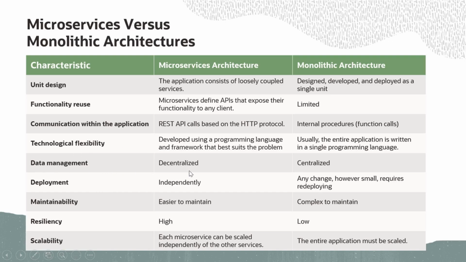Talking about data management, within microservices architecture, every microservice can manage its own data store, hence making it decentralized. Whereas in monolithic architecture, you must maintain a centralized database.